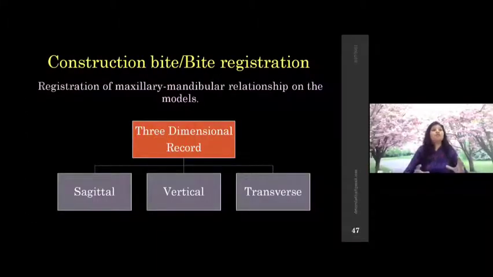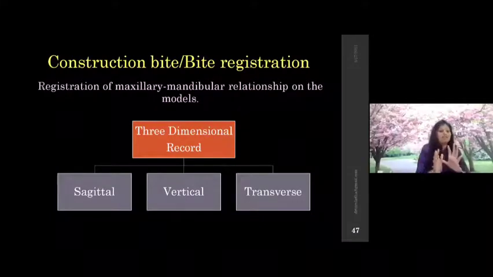So what is the first step when you decide that you want to give a twin block? It is the bite registration, or else something called the construction bite. How do I do the construction bite or bite registration? First of all, bite registration is nothing but the maxillary and mandibular relationship when the mandible is brought forward, which is transferred to the model. That is called bite registration.